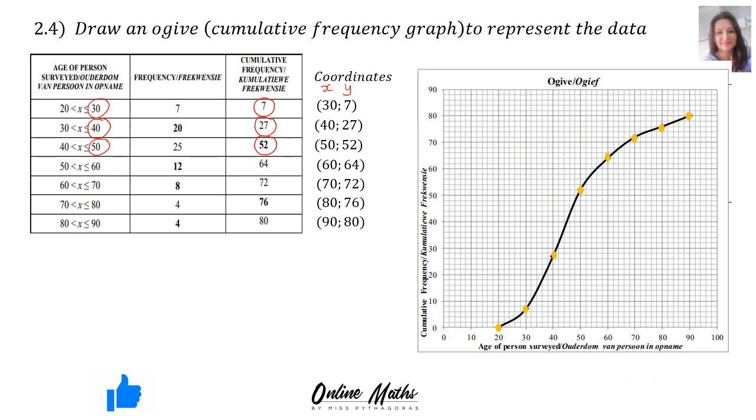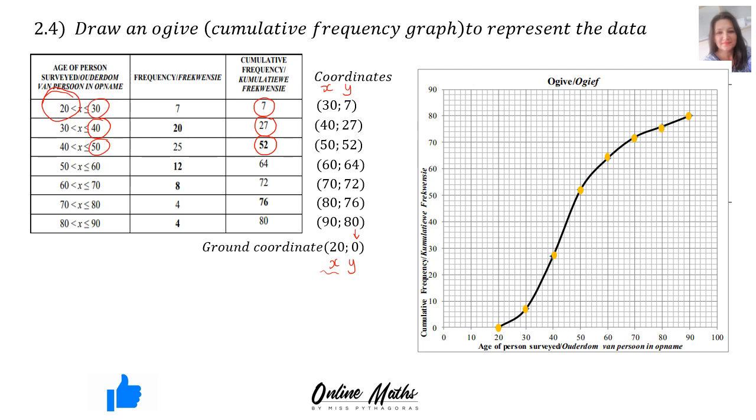Remember, we have to ground our ogive. Where do we find the ground coordinate? The ground coordinate, the y coordinate, is always 0, and the x coordinate, we find it there. It is the very, very first coordinate of the very first interval.